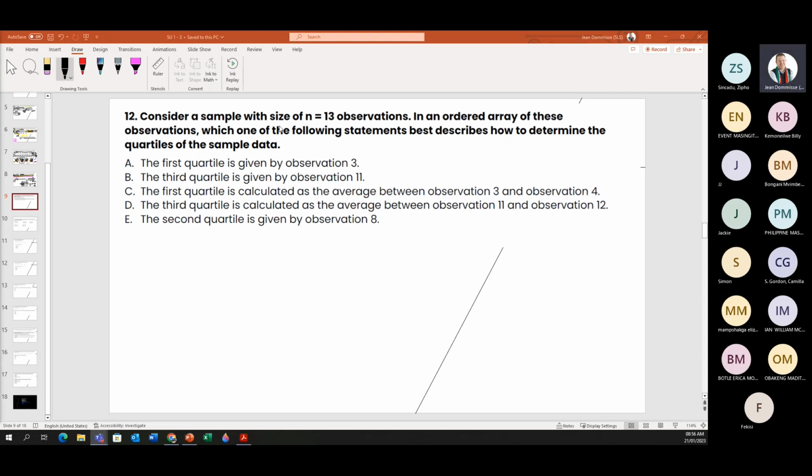So consider a sample of size n is 13 observations. In an ordered array of these observations, which one of the following statements best describes how to determine the quartiles of the sample data? Okay, so let's write it down. Let's do this. I'm going to do it the other way around so that I have enough space.